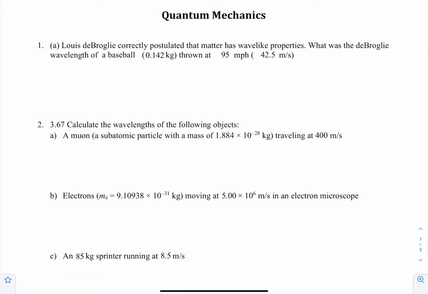I'm Austin and I'll be running through part 1 of problem set 7, Quantum Mechanics. Number 1, Louis de Broglie correctly postulated that matter has wave-like properties. What was the de Broglie wavelength of a baseball thrown at 95 miles per hour?